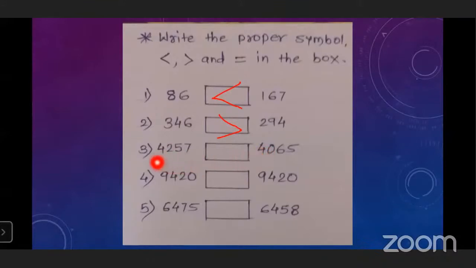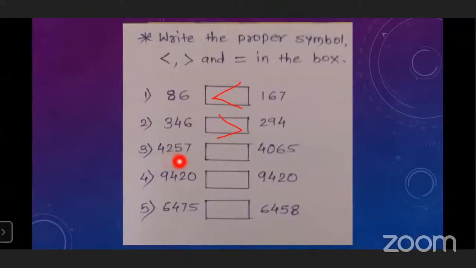So, when the digits of the higher place are the same, that time you have to see the next place. Next place is 100. On the 100 place, here is a 2 and the other number has 0. That means you have to compare 2 and 0. You can see that 2 is bigger than 0. That means 4257 is the bigger number.